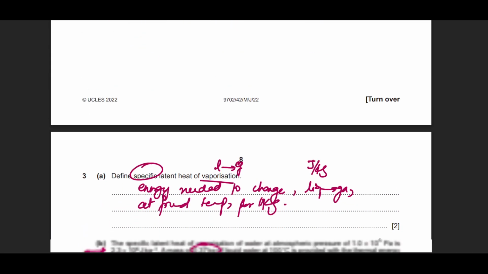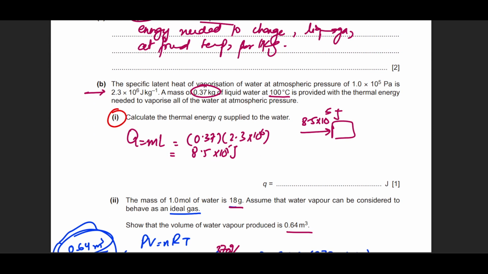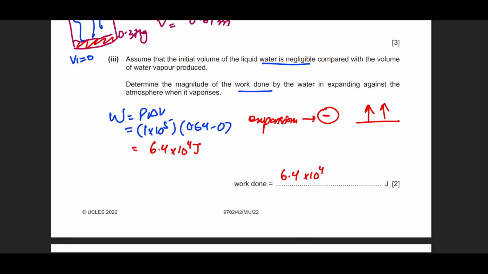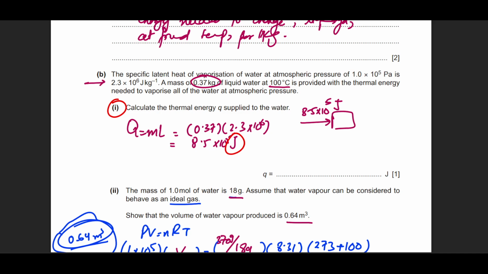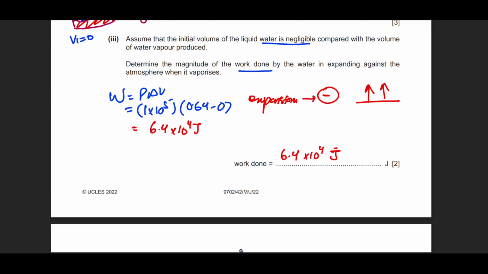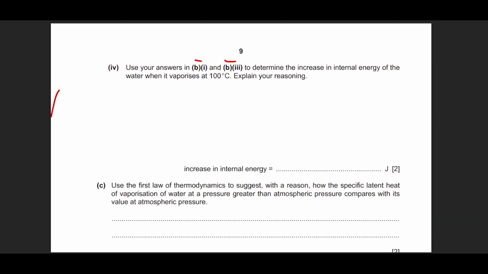So you either answer in B1 and B3. B1 was this, and B3 is this. So B1 is also in joules, and B3 is also in joules. So we have the energy available for all of the system. He says, justify, what are we trying to find out? The increase in internal energy.